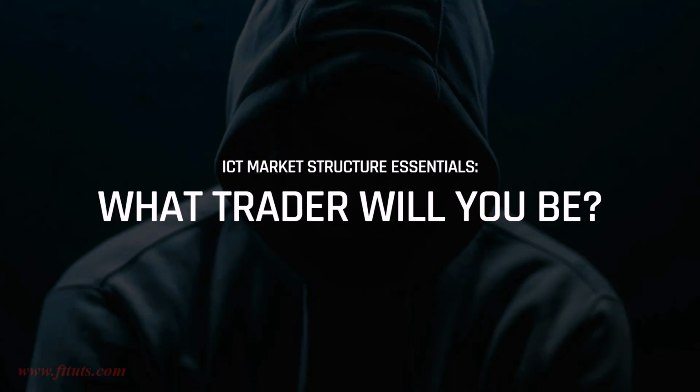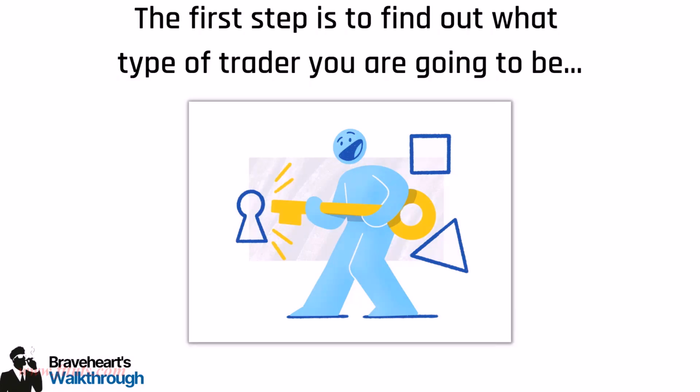The next part of ICT Market Structure Essentials is, what trader will you be? The first step is to find out what style of trading suits you. Now this is a journey within itself, and experience will play a key role, so you can't rush things. Only time will tell. But you can find out by just looking at yourself in the mirror and asking yourself some questions about yourself. How do you make decisions?